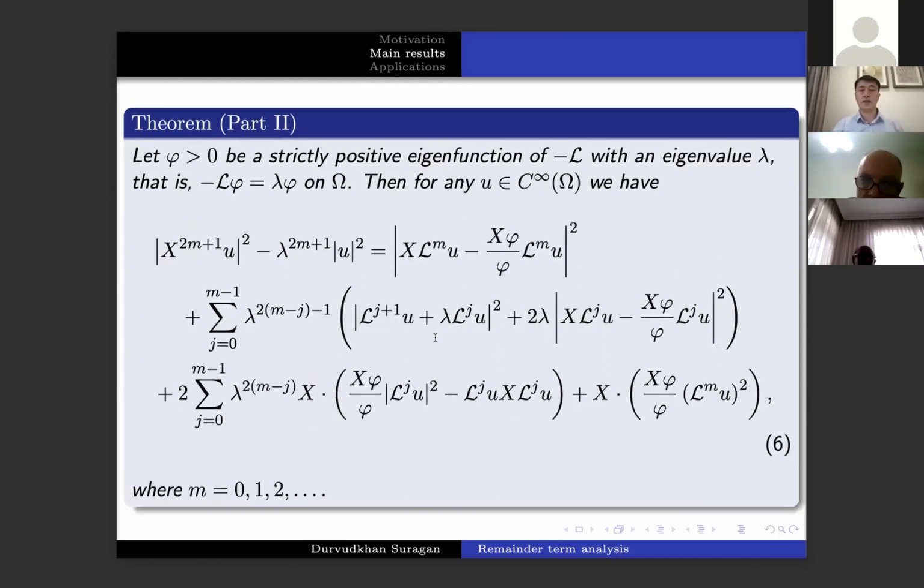In that case, again, we have the same statement with the same assumptions. For smooth functions u, we have this other algebraic relation, which is different from the previous even case. On the right-hand side, some additional terms appear for the case when we have an odd degree on the left-hand side. The idea is the same, and the proof is slightly different, but the main idea remains the same.